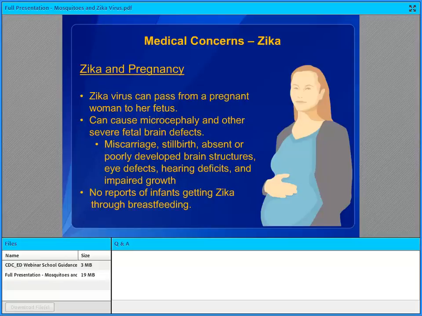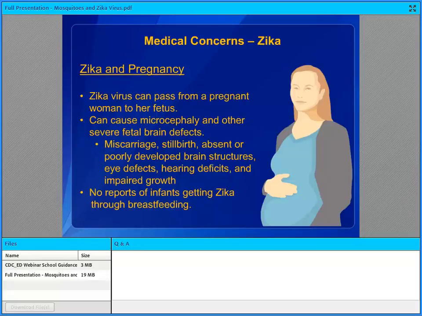The media has focused primarily on Zika infections in pregnant women, and this is the biggest concern for CDC because of the potential birth defects that could be associated with the fetus. So the Zika virus can be spread from mother to child through the placenta and cause symptoms called microcephaly.